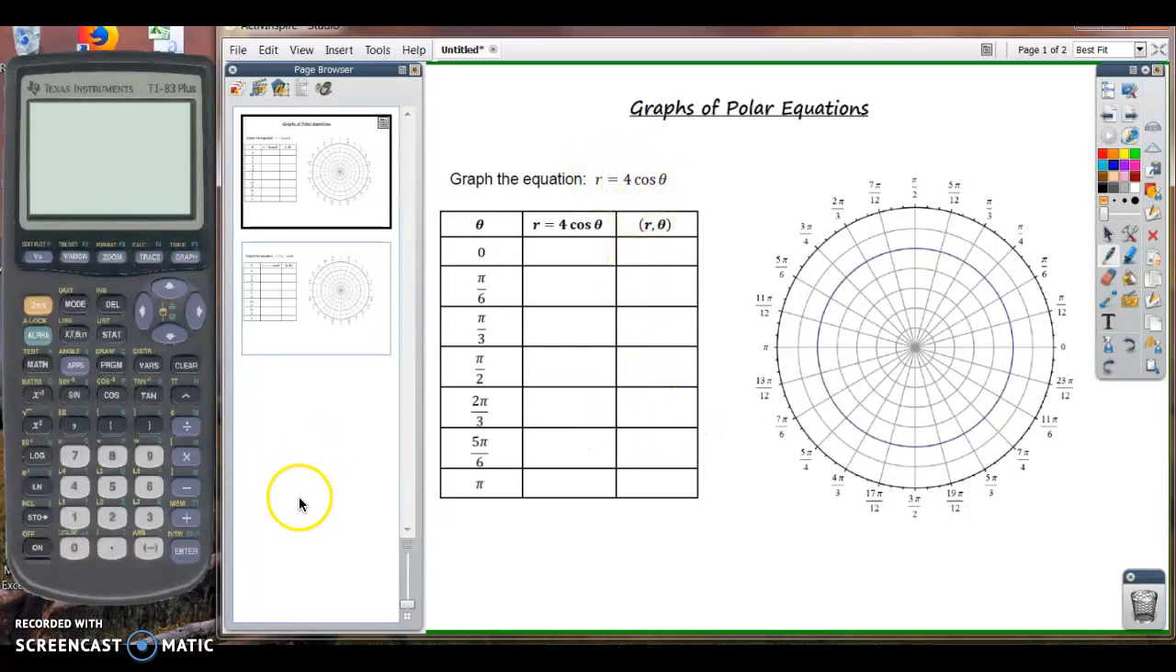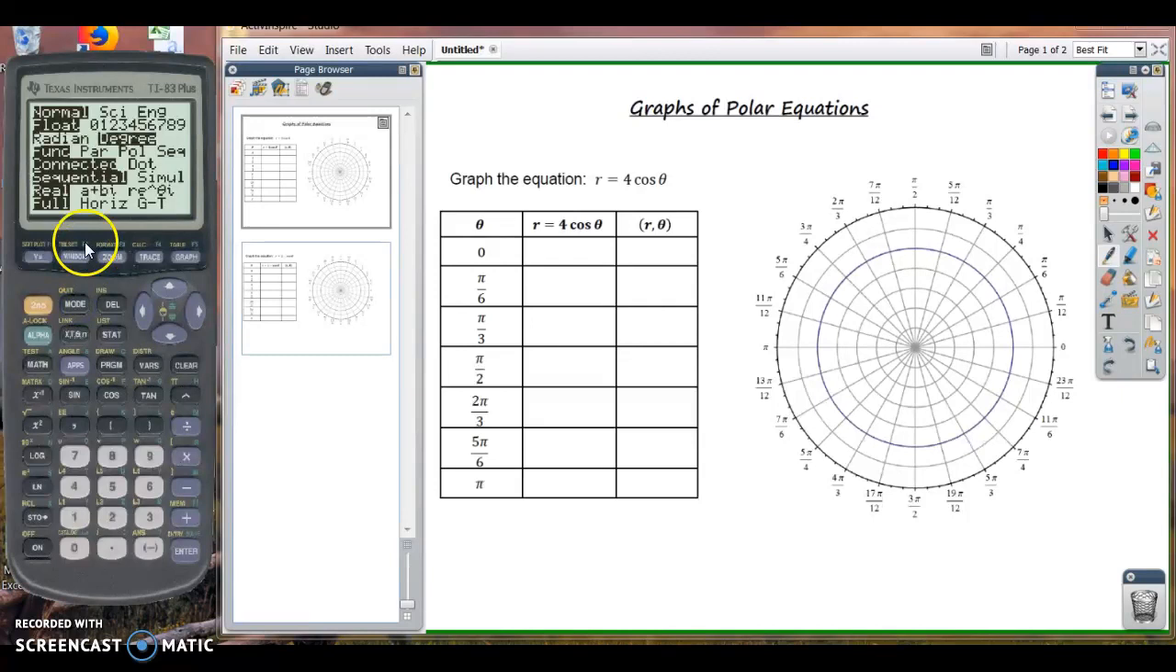The first thing you want to do is put your calculator into the proper mode. If you press the mode key and go down to where it says function, and then it says PAR, that's for parametric, and then POL for polar. So you want to arrow over to polar and press enter, and that way your calculator is now in polar mode. Now when you go to y equals, instead of y1, y2, y3, etc., you see r1, r2, r3, etc. So I'm going to go ahead and put this equation in. So I've got 4 cosine, and I'm going to press theta there.